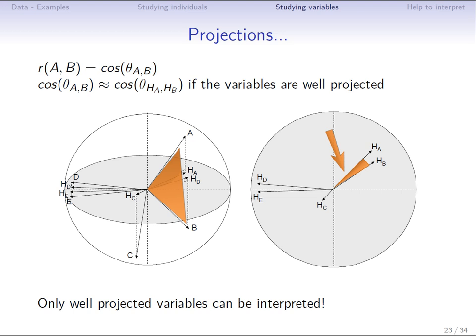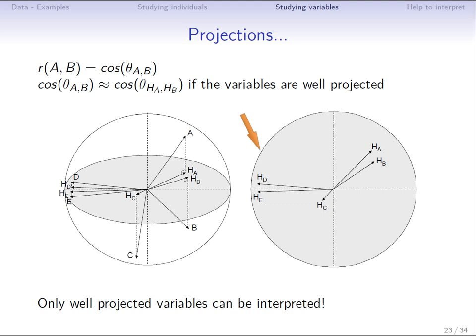And therefore, I cannot read the correlation coefficient between variables A and B. The cosine of the angle that I see here, a low angle here, is not close to the correlation coefficient. So I can read the correlation coefficients only for variables that are well represented. And variables are well represented if they are close to the correlation circle.